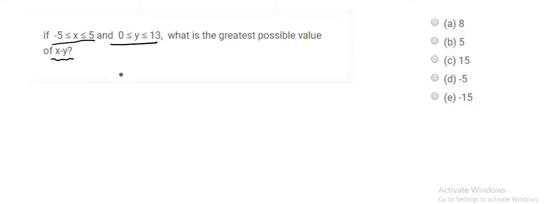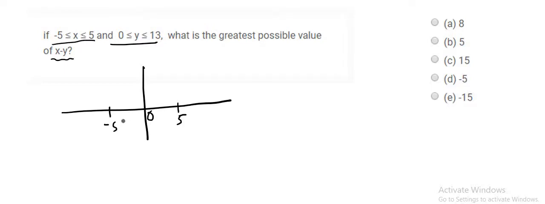So for x, the number lies between -5 to 5. So in the x-axis, if this is 0 and this is approximately 5 and number 5, then x lies within these values. And for y, it starts with 0 and extends until 13. So we assume 13 is somewhere around here. So for y, the value lies within this.